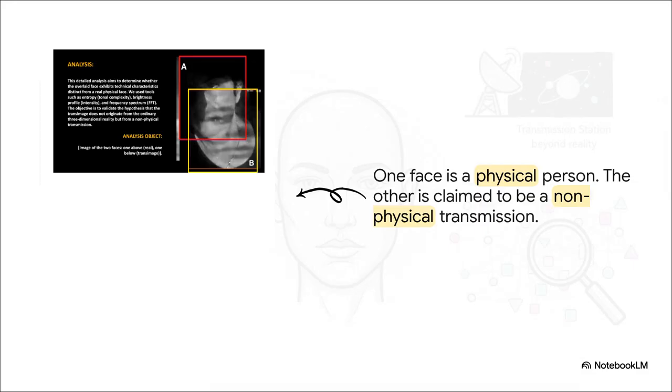At first glance, it just looks like a weird, distorted image, right? But according to the paper we're looking at, we're actually seeing two completely different things here. One is a regular photograph of a real physical person. The other is something else entirely, something this document claims is a non-physical overlay. The real question is, can you tell which is which just by looking?